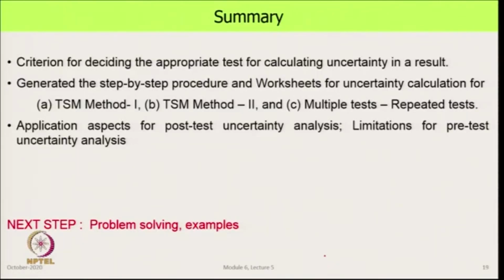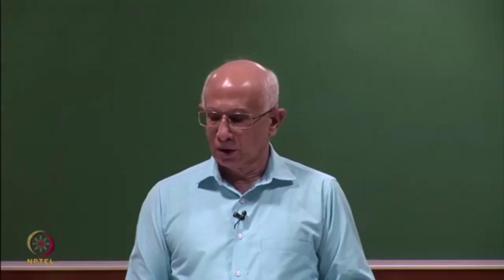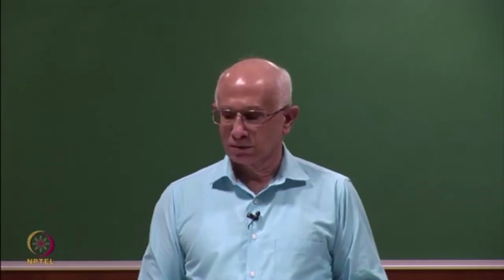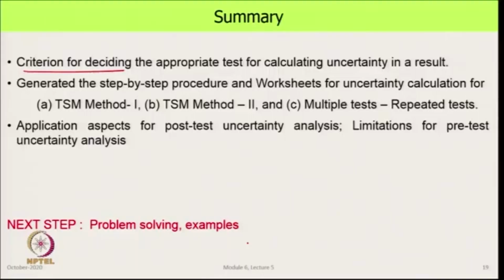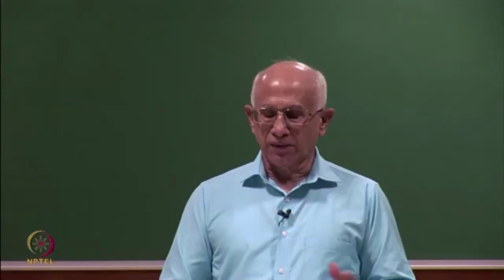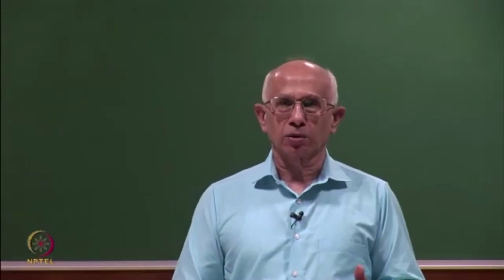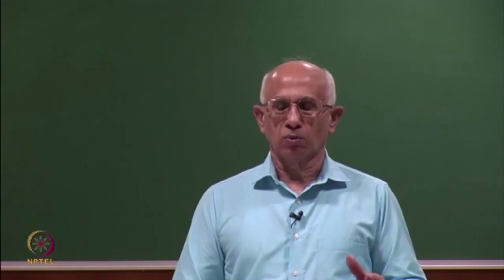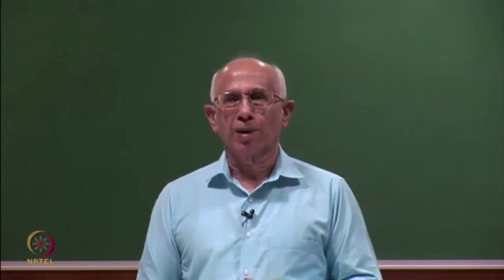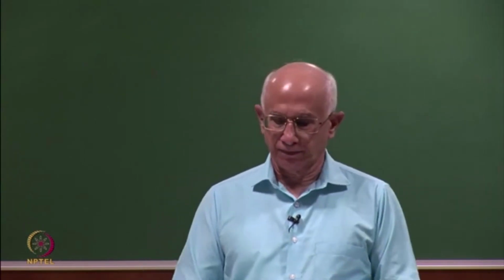So, now we will summarize what we have done. We looked at criteria for deciding the appropriate test to use for a particular application, and the objective was to estimate the uncertainty in a result. And we saw how at different stages under different scenarios we could use either TSM 1, TSM 2 or the multiple test repeated tests.